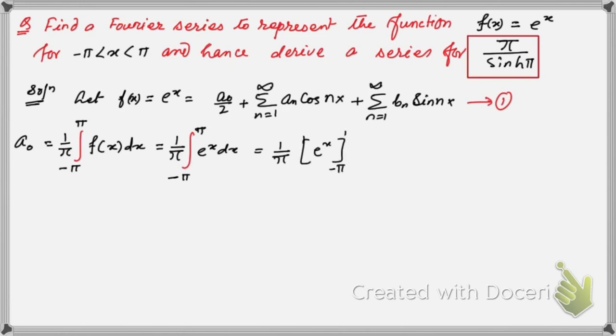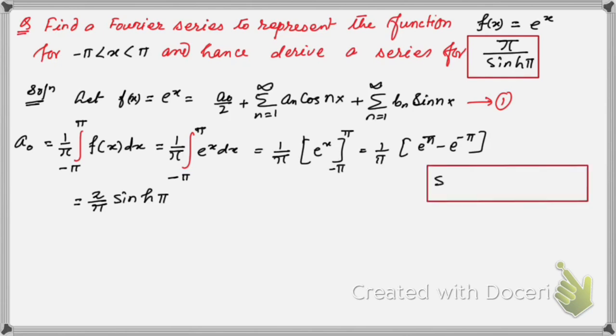After integration, e to the power x is simply e to the power x, right? Now put the upper limit and lower limit, that is pi and minus pi, then your result is going to be this. So here you can see this can be written as 2 by pi sine hyperbolic pi. How? Because sine hyperbolic pi is e to the power pi minus e to the power minus pi, divided by 2, that's why this part will be equal to 2 sine hyperbolic pi, and this 2 is written here. So hope you have understood this.